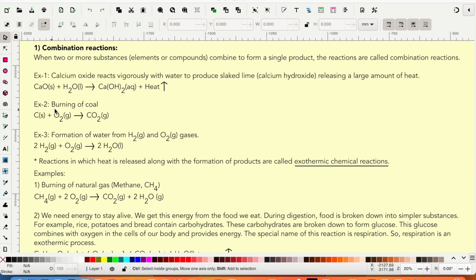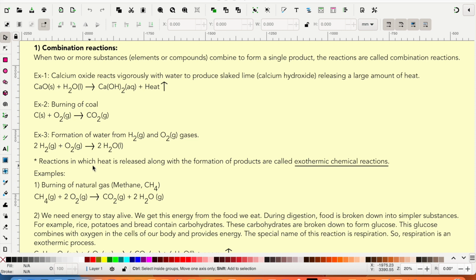Second example, coal burns in air to form carbon dioxide gas. Here 2 substances are combining to form a single product, so it's a combination reaction. Third example, hydrogen and oxygen gases combine to form water. Here again 2 substances are combining to form a single product. That's why it is a combination reaction.